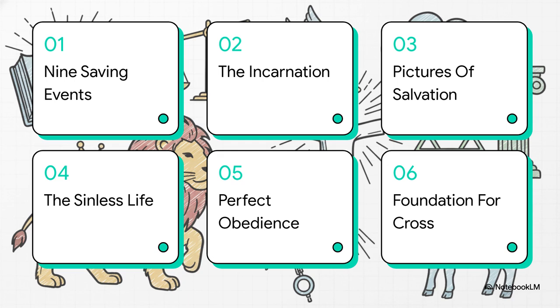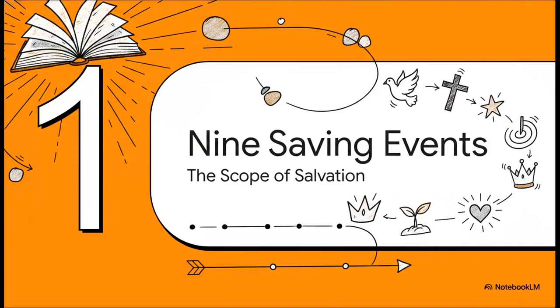So here's our agenda for today. We'll start with the 9 saving events, look at Prerequisite 1, which is the Incarnation, explore 3 pictures of salvation, move to Prerequisite 2, the sinless life, understand why perfect obedience matters, and wrap up with the foundation for the cross. So starting off with Section 1, the 9 saving events.